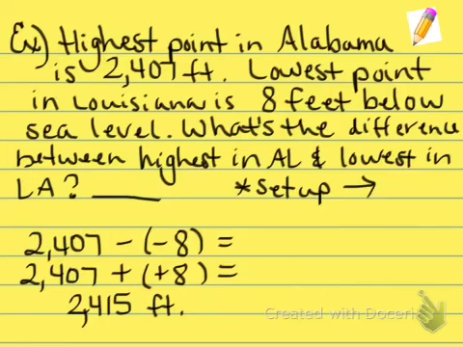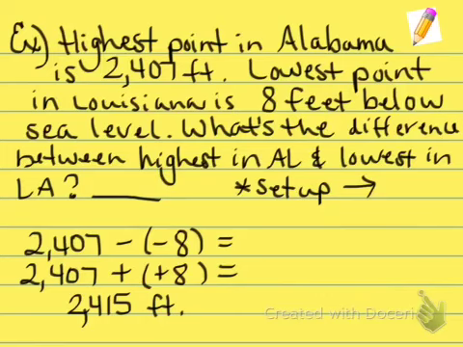My goodness. All right, so the setup. Take a look here. You're starting out at 2,407 feet and below sea level, 8 feet below sea level in Louisiana. Below sea level is representing a negative 8, so you have to remember that. It didn't say negative 8, but it does say below sea level. Okay? You're finding the difference, which means you're subtracting. So you have to set this up correctly or you're going to get the wrong answer. And this is the key. This is the tricky part. So you've got 2,407 minus negative 8.